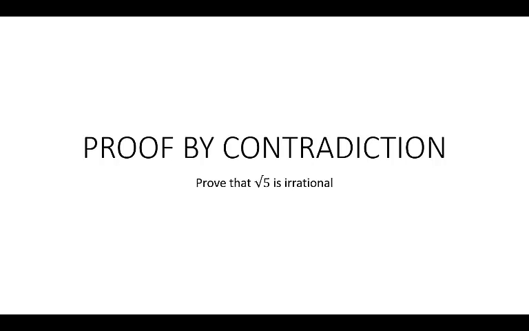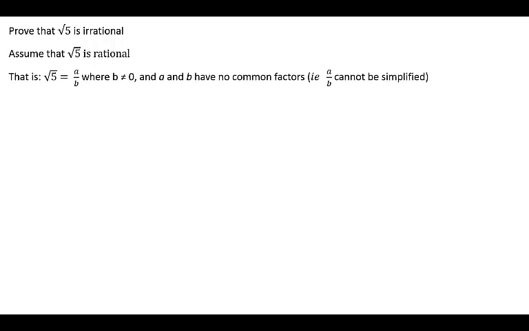In this brief lesson, we'll look at proof by contradiction, and specifically we'll prove that root 5 is irrational. So we're asked to prove that root 5 is irrational. First we will assume that root 5 is rational, and later we'll contradict that statement.